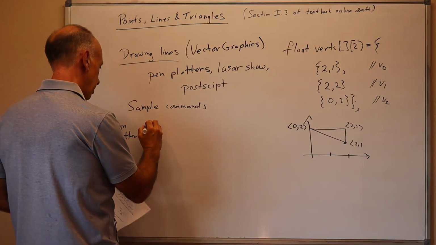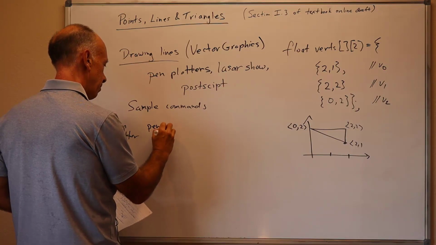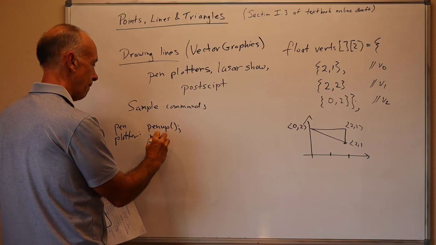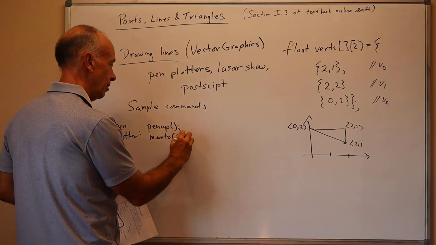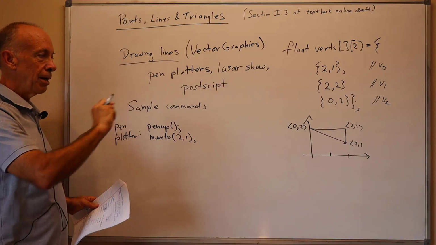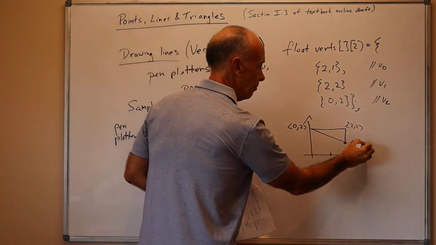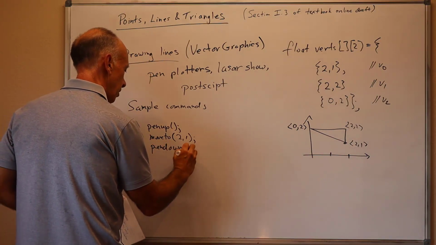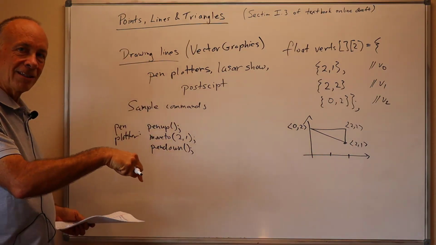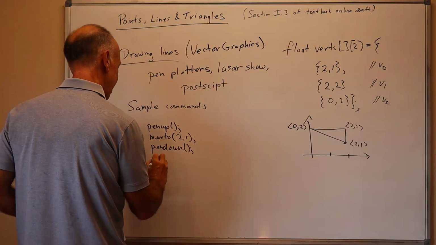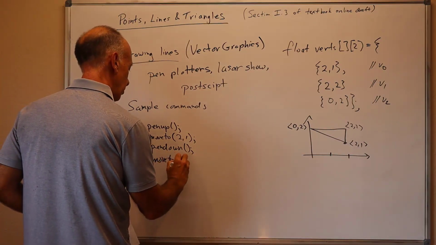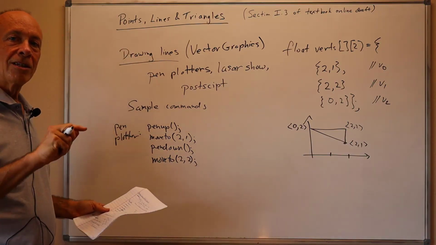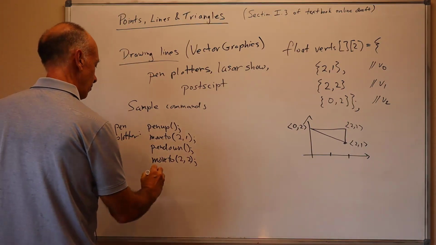We'd do something like pen up is the first command. That lifts the pen off the paper. Move to 2, 1 would move the pen to be positioned over the coordinate 2, 1. Pen down would drop the pen so it's resting physically on the paper. Move to 2, 2 would move the pen from its current location to the point 2, 2. Since the pen is down, it would trace a line as it moved.